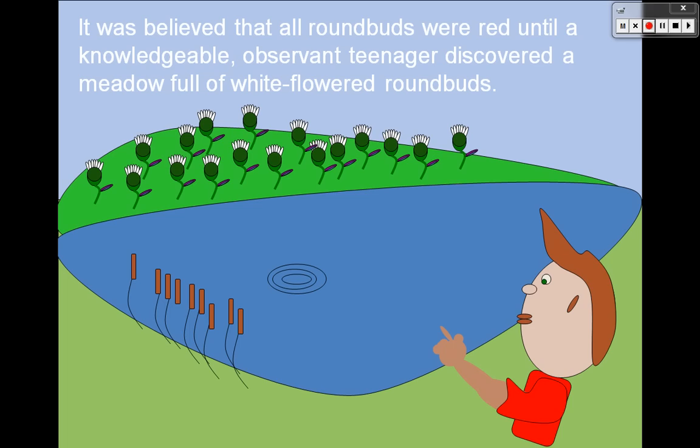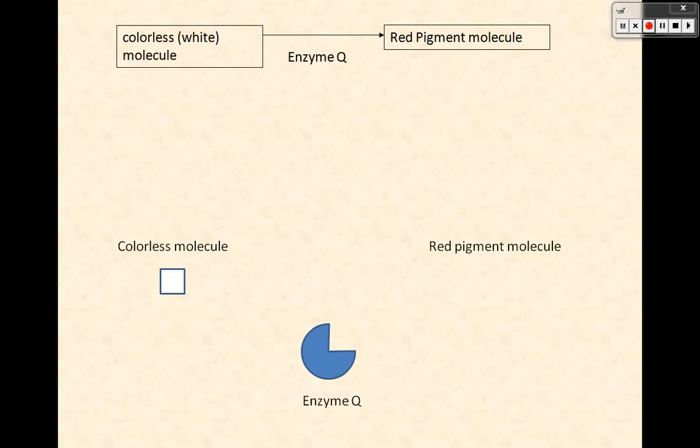Until some really knowledgeable, observant teenager, possibly you, discovered a meadow full of white flowered round buds. Up until this point, let's imagine every round bud flower we had seen had been red, but now we have these white round buds. So now we have some variation in this trait. And we're going to look at how protein networks help us to understand where this variation comes from.